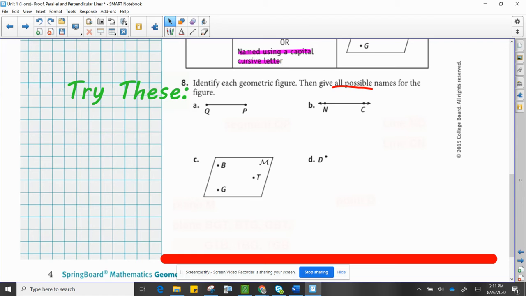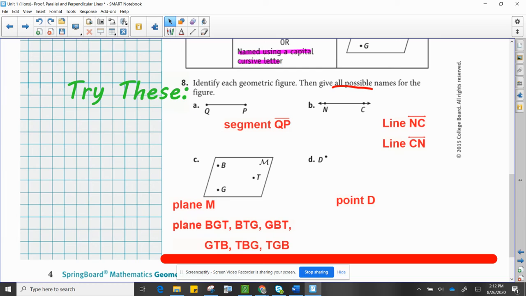Okay. So for number 8, we can call this a line segment. We would call it segment QP, or I could also call it PQ. And as you notice, above that they're using a line, you would use a line because you have a segment here. B, we have a line, because it's continuous in both directions, and you can call it NC or CN. Either one's fine. And again, you can see that they have little arrows on top of each of those.